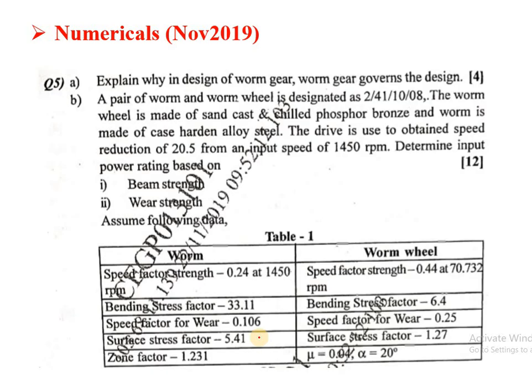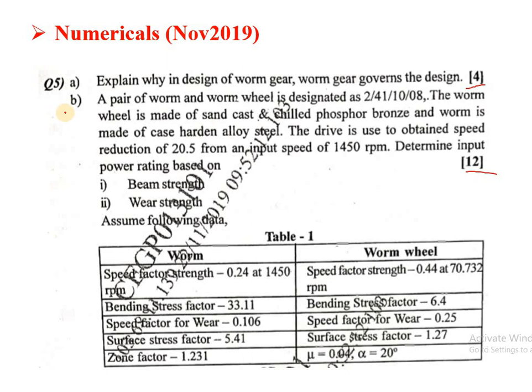So we'll start with the numericals which were asked in November 2019. So this is the statement. Here you can see question number 5a is the theory question which is asked for 4 marks and question number 5b is for 12 marks. So the numerical is asked for 12 marks and my area of interest is to talk about the numerical.